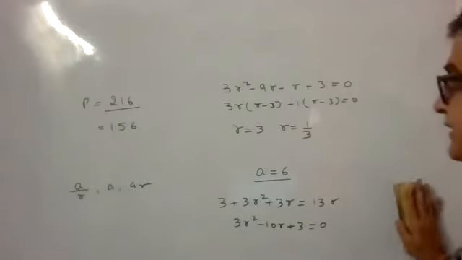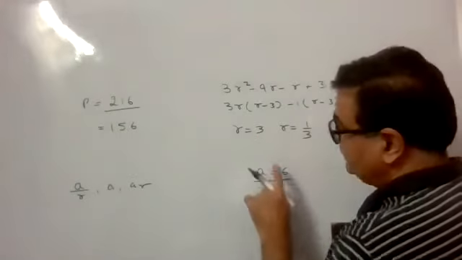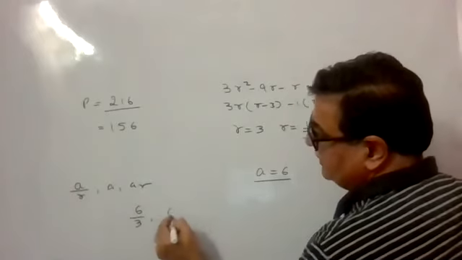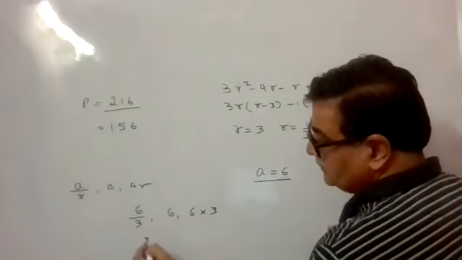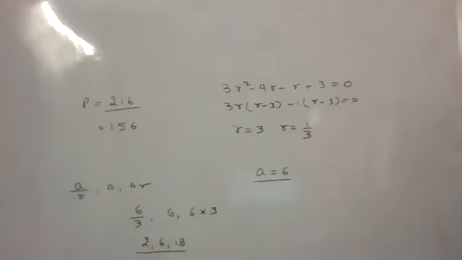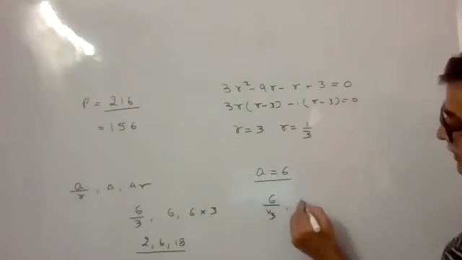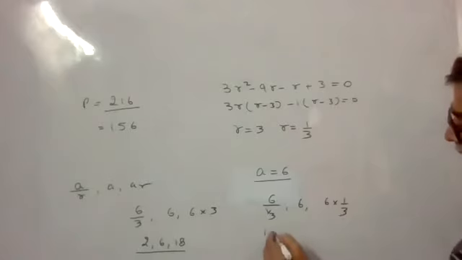A is already given 6, so can you write your numbers? R is 3, A is 6. So first will be 6 by 3, 6, 6 into 3: 2, 6 and 18. When you go the reverse way, it will be 6 by 1 by 3, then 6, and then 6 into 1 by 3. So it will be 18, 6 and 2 is the second one.